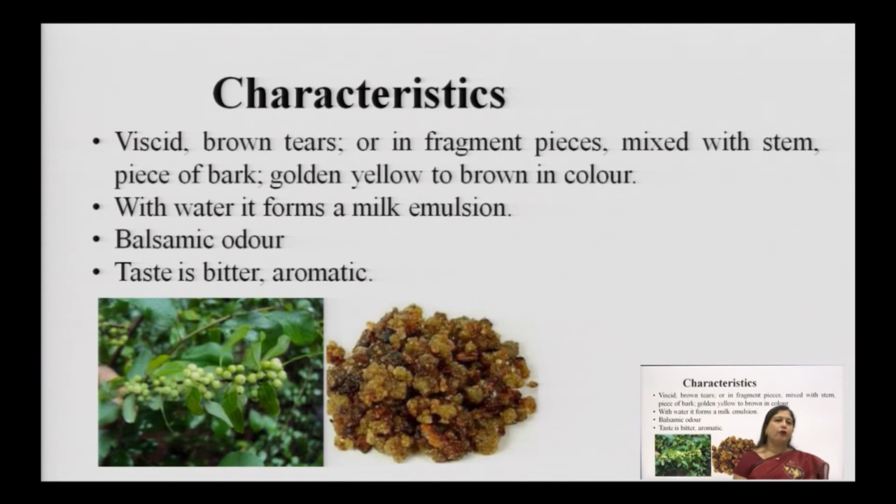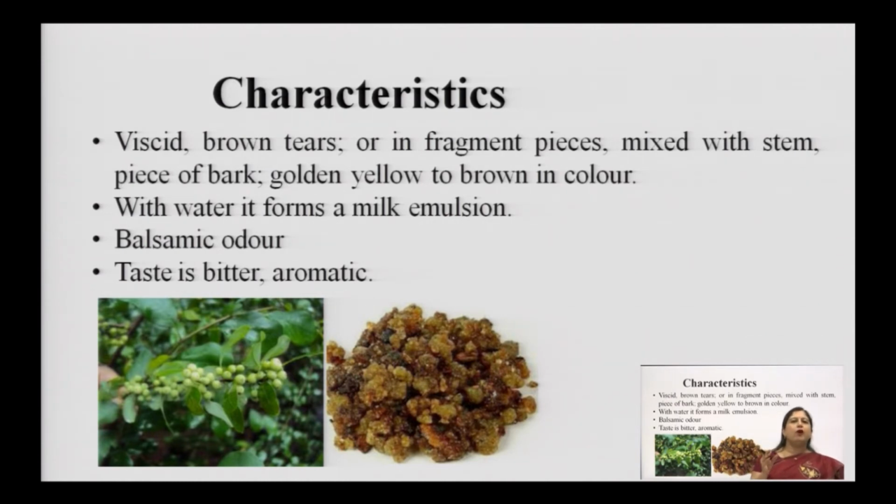So, it is enough for one tree to produce 1 kg of this Guggul. Now, if we look at the characteristics, this Guggul is viscid brown tears. They do not have an exact shape, they are in the form of tears. Whenever we talk about resins, we normally call them tears, and they are fragmented pieces, and generally because they are coming from the stem, sometimes they are mixed with the stem pieces also, and the color generally varies from golden yellow to brown in color.